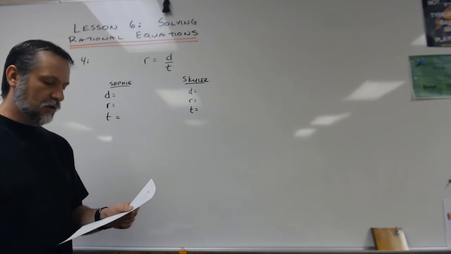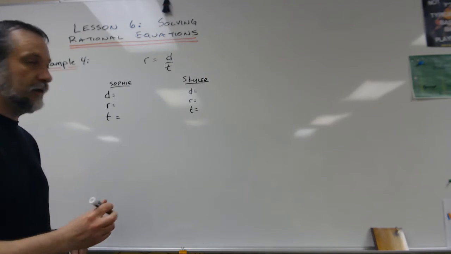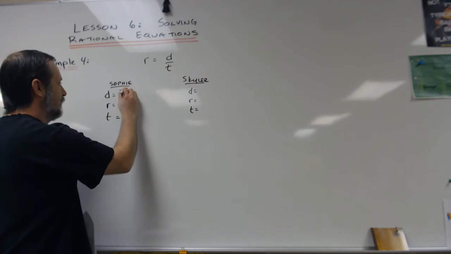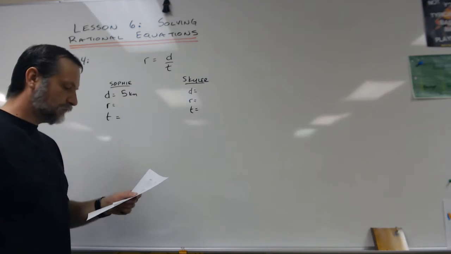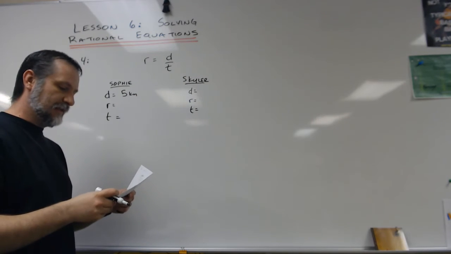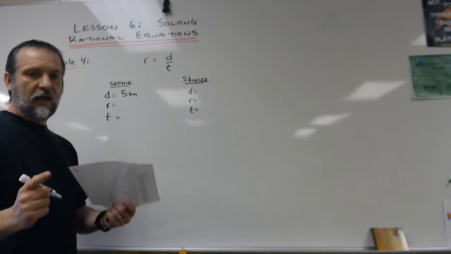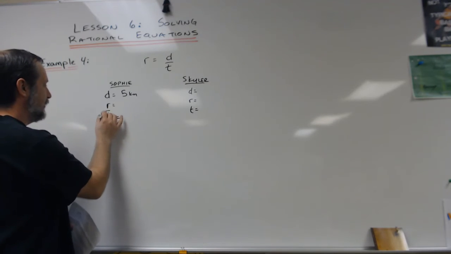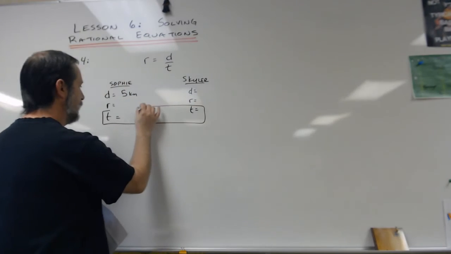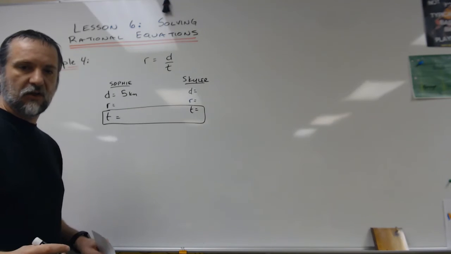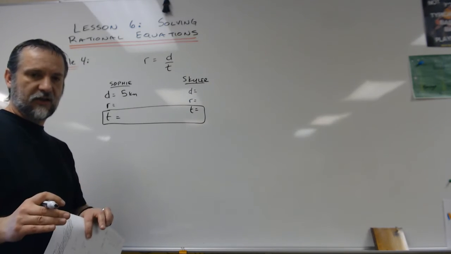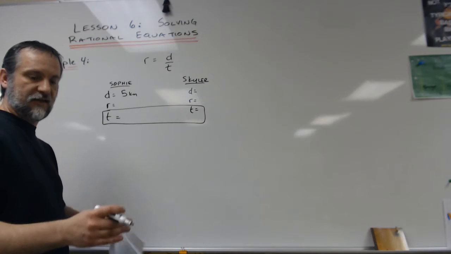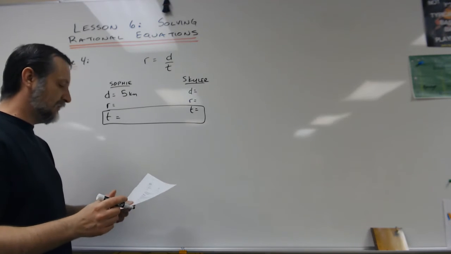Sophie can canoe 5 kilometers. It gave me a distance, 5 kilometers. In the same time, it takes Skylar to cover. They're saying in the same time. My T's are going to be equal. That's going to be a clue, right? They're telling me these are the same, so I can make these equal to each other. So that is very important.